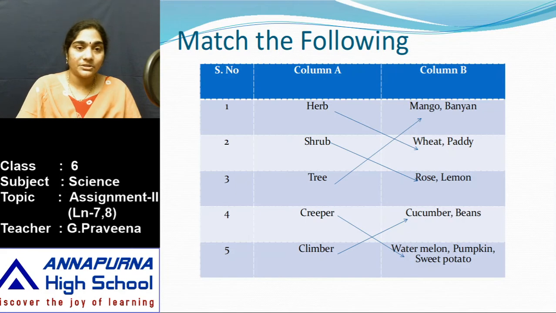Yes, next coming to the matching. Just say whether you did it right or wrong. Herb, wheat and plant, which have a very tender stem that can bend easily. Then shrub, rose and lemon, where the stem may be of your height and can't bend easily, and the stem is thick. Then coming to tree, examples such as mango and banyan. Creeper, watermelon, pumpkin and sweet potato. Climber, cucumber and beans.